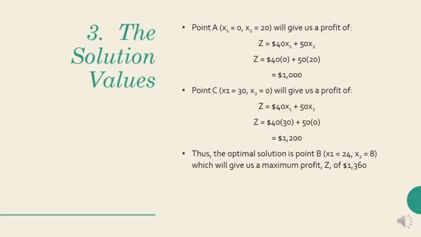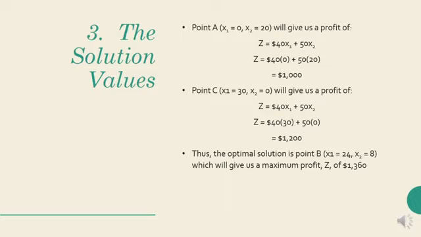Point A, alam na natin kung ano yung point A eh. Through the graph, kung maalala nyo yung graph na ginawa natin, nandoon yung coordinates ng point A. So, substituting the values to our profit formula, z is equal to 40 times 0, which is x1, plus 50 times 20 is equal to 1,000. Okay, so mas mababa. Point C, x1 is equal to 30, x2 is equal to 0, will give us a profit of $1,200. Kasi 40 times 30 lang.